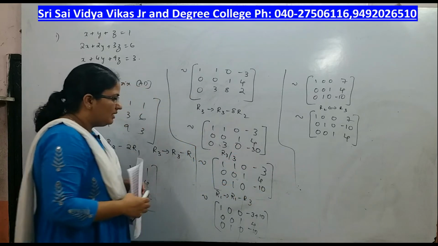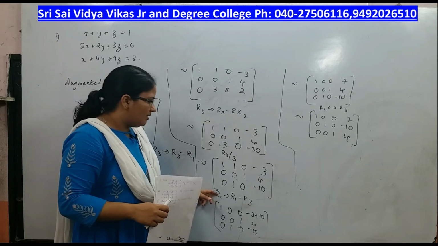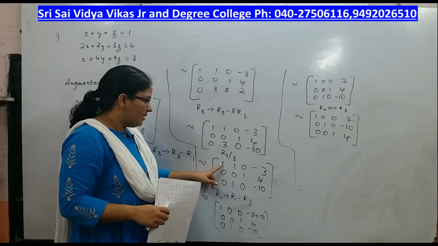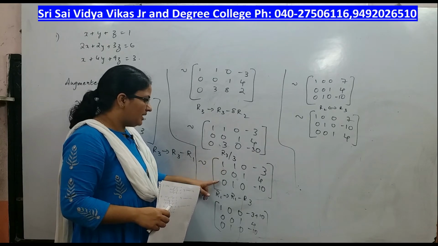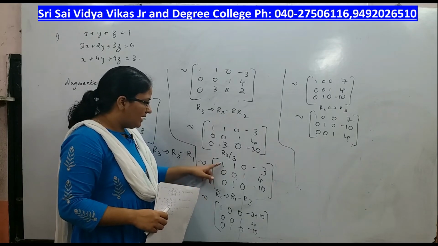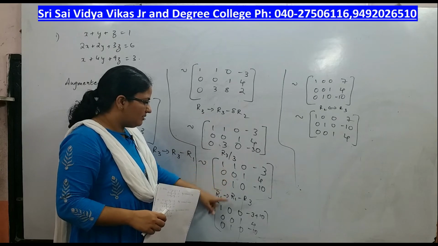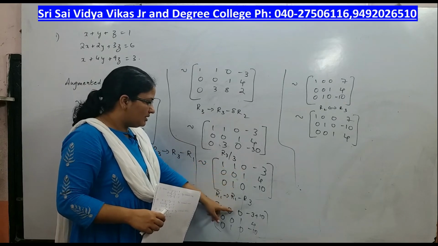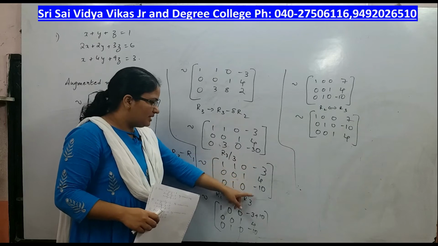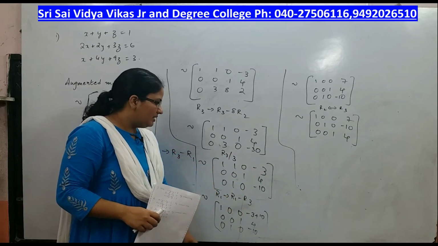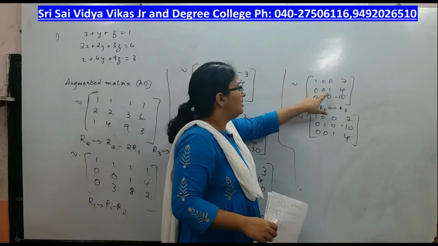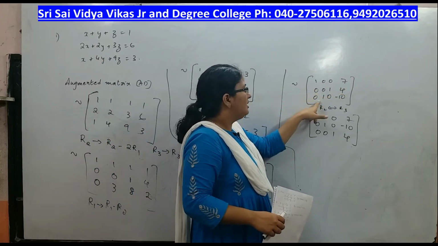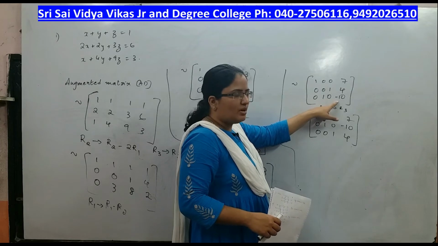Next, we want a 0 here. So what I will do is R1 changes to R1 minus R3. So what do you get? 1 minus 0, 1, 1 minus 1, 0, 0 minus 0, 0, minus 3 plus 10 is 7. This is what you get. 1, 0, 0, 7, 0, 0, 1, 4, 0, 1, 0, minus 10. This is what you get.